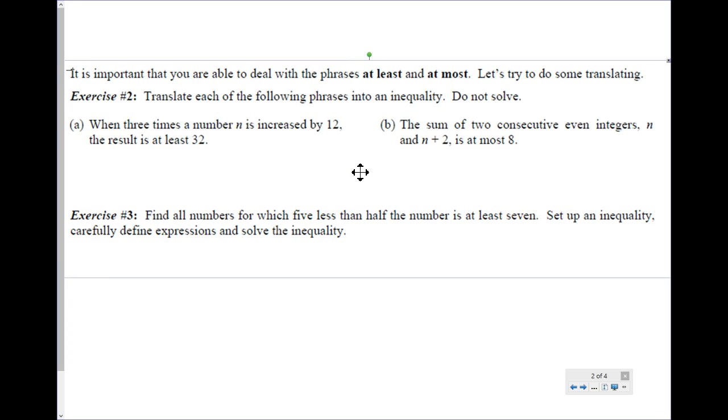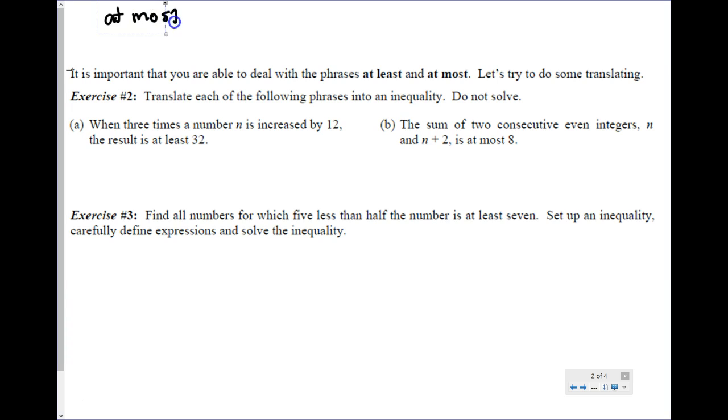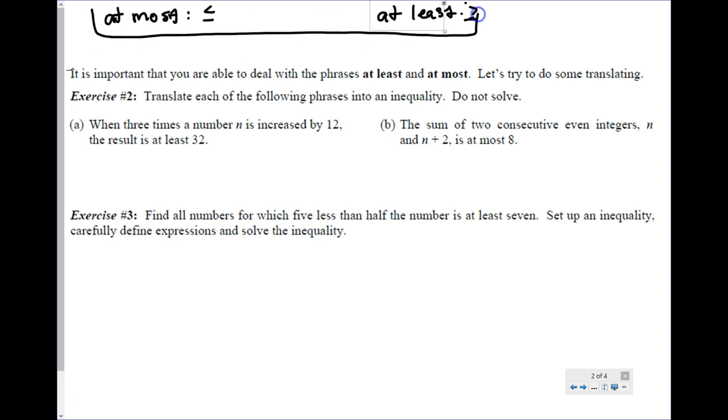When you have the phrase at most, you have to use the less than or equal to sign. If you have the phrase at least, you need to use a greater than or equal to sign. I know that's kind of weird because you think the word most means big, and the word least means small, but it's really the opposite. So at most is a less than or equal to sign, and at least is a greater than or equal to sign. You have to memorize this fact right here. And that's going to come into play in these 2 problems.